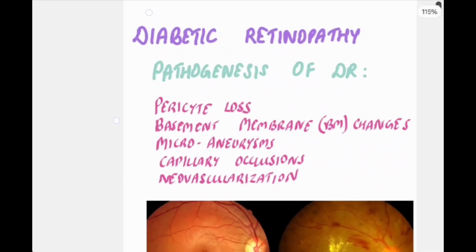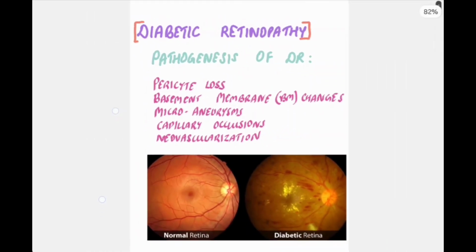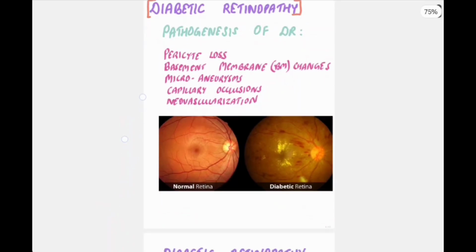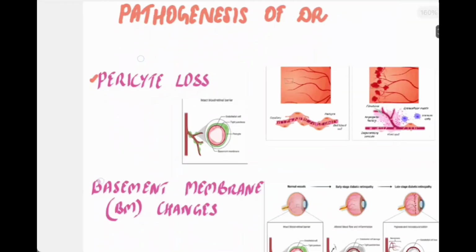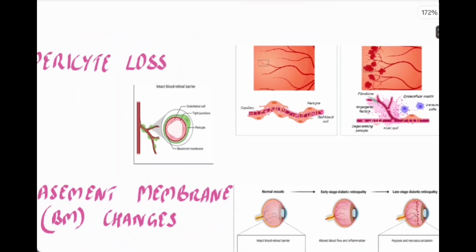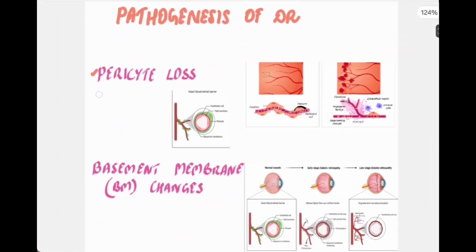In this session we'll discuss the pathogenesis of diabetic retinopathy. The characteristic pathological changes in diabetic retinopathy are pericyte loss, due to abnormal deposition of material due to sorbitol or advanced glycation end products through the aldose reductase polyol pathway.